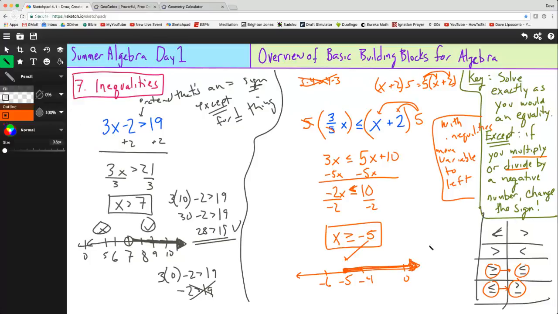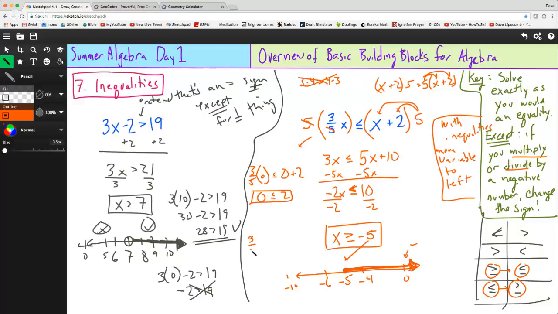So let's try some numbers. Let's try 0. So is 3/5 of 0 less than or equal to 0 plus 2? Well, is 0 less than or equal to 2? Yes. So this works. And it looks like we have a valid graph here. We can also try a number like -10. Let's try -10 and make sure that it doesn't work.